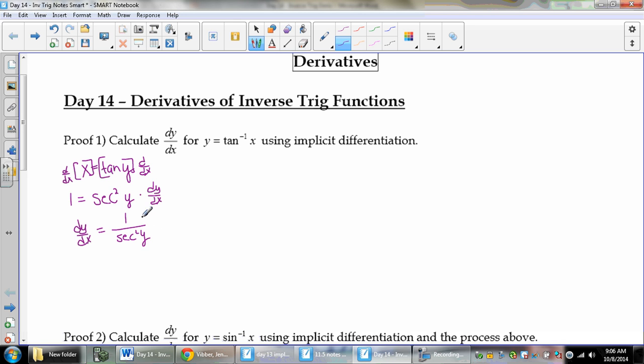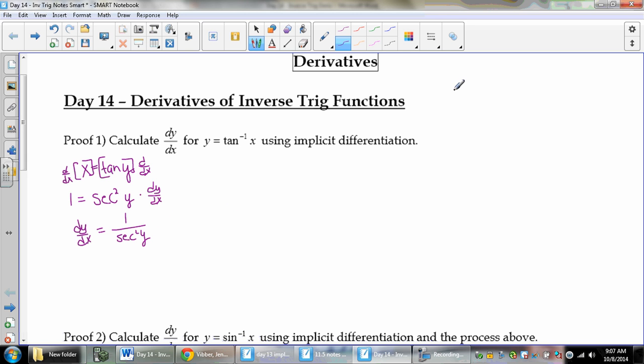Now you can write that as cosine squared y if you want, but it actually doesn't help us because we're going to do something else. This says dy/dx is 1 over secant squared y, but I really want my derivative to have x's in it. I want it to start as a function of x and have a derivative that's a function of x. So we're going to do a little trig magic here.